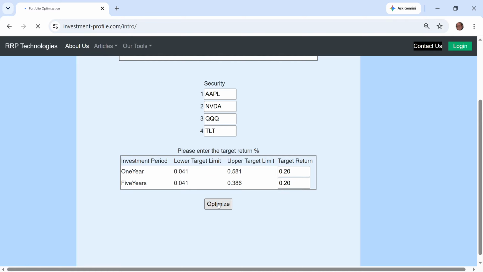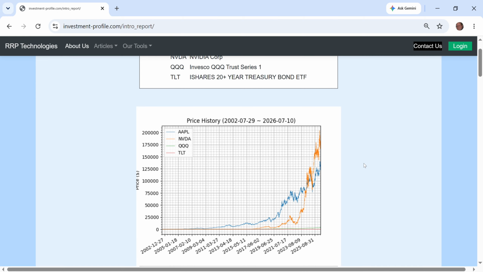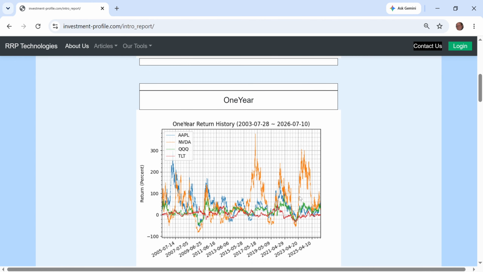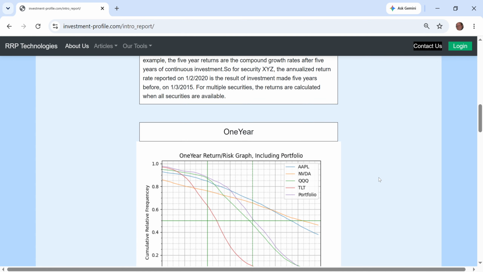Right now it's thinking. And the optimization is finished. This is the price graph, which I discussed in the first video, so I don't think I'll cover that here. Also, this is the returns graph, also discussed in the first video, so I don't think I'll discuss that here.